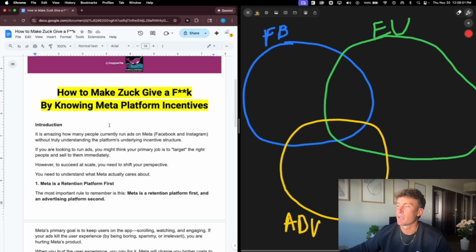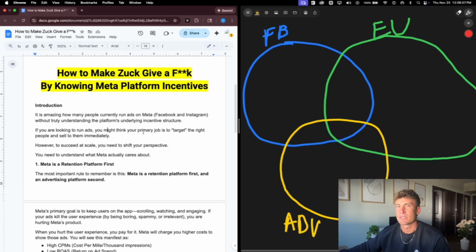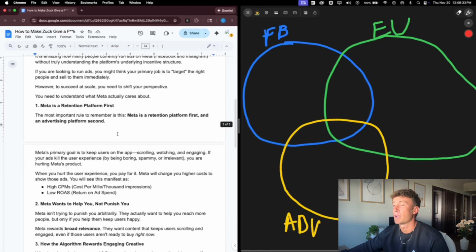So it's incredible the amount of people that run ads and don't know this, but Meta is a retention-first platform and an advertising platform second. Yes, of course, they make money off the money that they charge advertisers, but for the most part, their primary focus is to keep people on the platform as long as possible. And this should be obvious to most people, but for some people it isn't. But this is super important to keep in mind. So their goal is to keep people on the platform as long as possible.